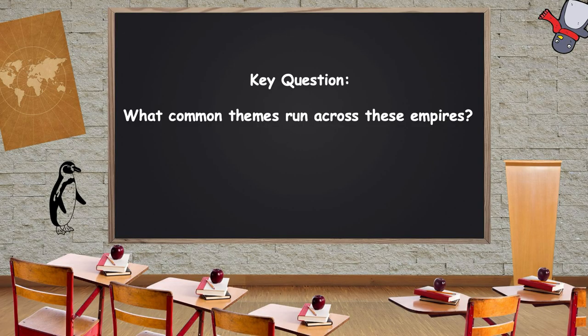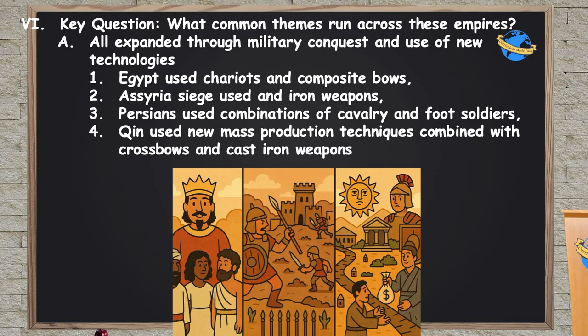All right, let's wrap this up. What are some common themes that are running across these empires? All these empires expanded through military conquest and the use of new technologies. Egypt used chariots and composite bows. Assyria used siege weapons and iron weapons. The Persians used combinations of cavalry and foot soldiers. And the Qin dynasty used mass production techniques combined with crossbows and cast iron. All of these gave them an advantage over their enemies so they could build their empires.